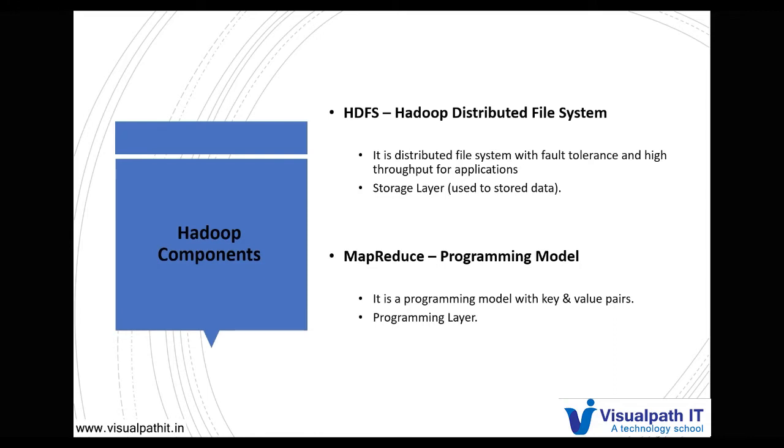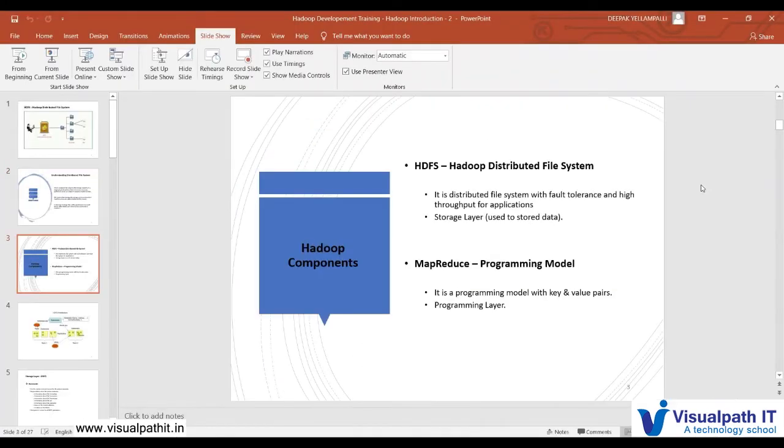And also I can say this is storing the data, the storage layer. So where will it store the data? Into the data nodes, right? So we have data nodes available in the cluster, and data will be stored into data nodes. Another component is MapReduce. What is MapReduce? It is a programming model with key and value pairs. So it is the programming layer, or I can say the processing layer. So Hadoop is a combination of 2 components: storage layer and processing layer.